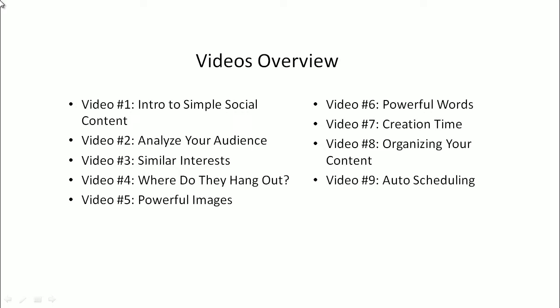And then video number three, we're going to talk about expanding upon that to figure out what other interests your audience has. So what other topics and things like that can allow you to broaden your horizon and create more content. Video number four, we're going to talk about where they hang out. Understanding where your audience likes to go, pages they like to visit, things like that is crucial. Video number five, we're going to talk about powerful images and where you can go about finding them.